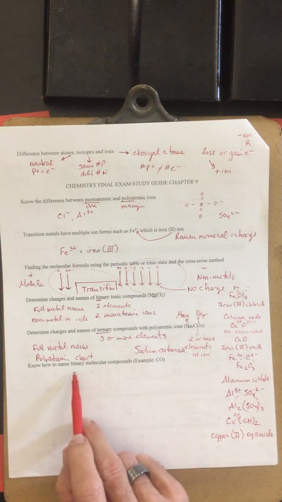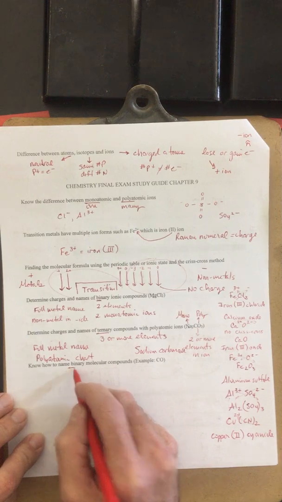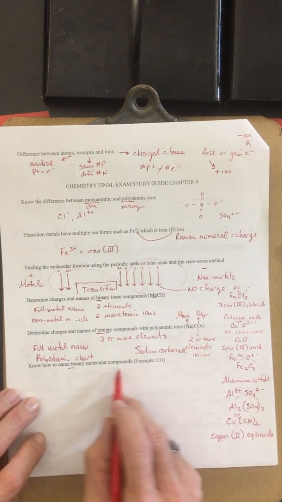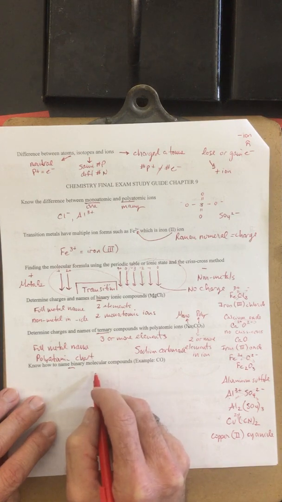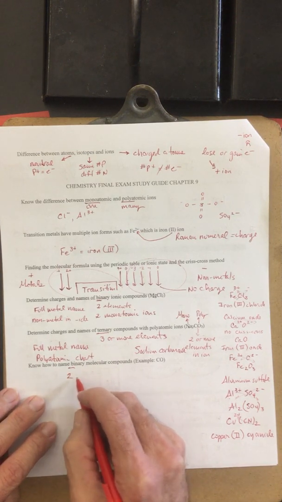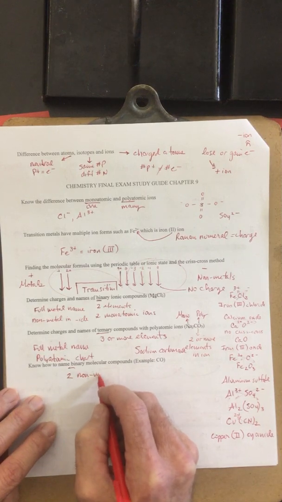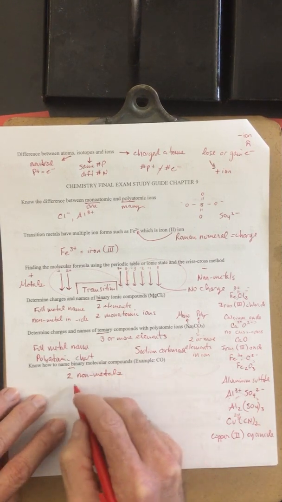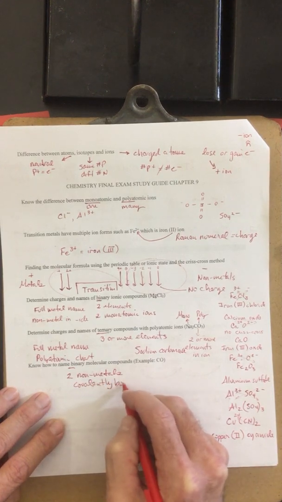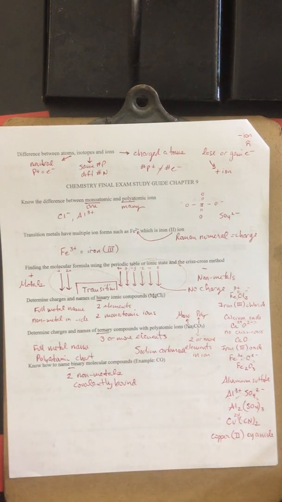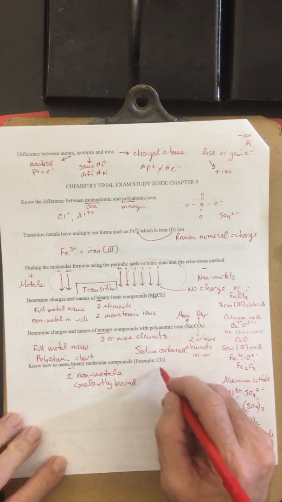Now we're going to look at binary molecular compounds. Bi, again, means 2. However, molecular compounds do not have ions. Binary molecular compounds are covalently bound. So it's 2 nonmetals that are covalently bound. What this means is that there are no ions here.